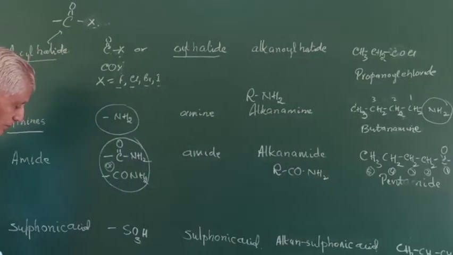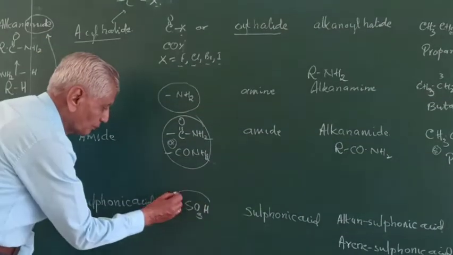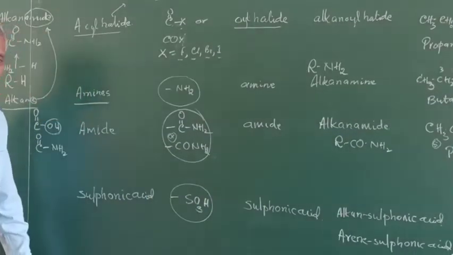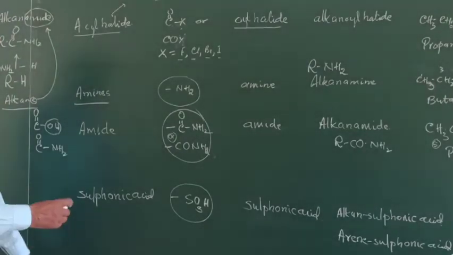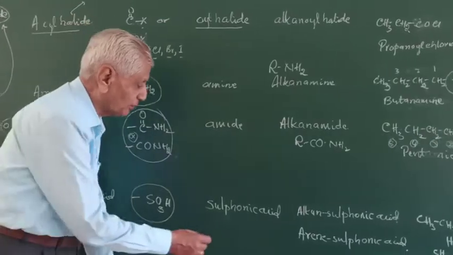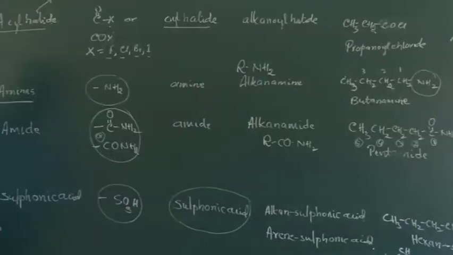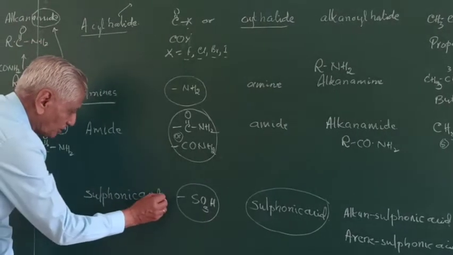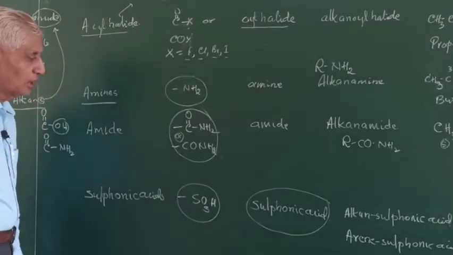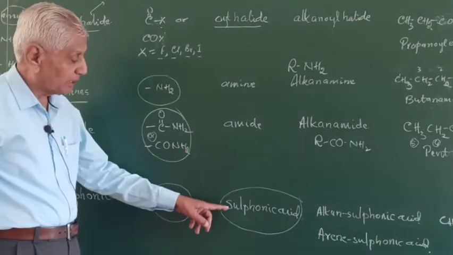Next compound, the compounds containing the SO3H group. This is the functional group called sulfonic acid. The compounds containing this group are called sulfonic acids. And in that system, for the SO3H group, the suffix given is sulfonic acid.